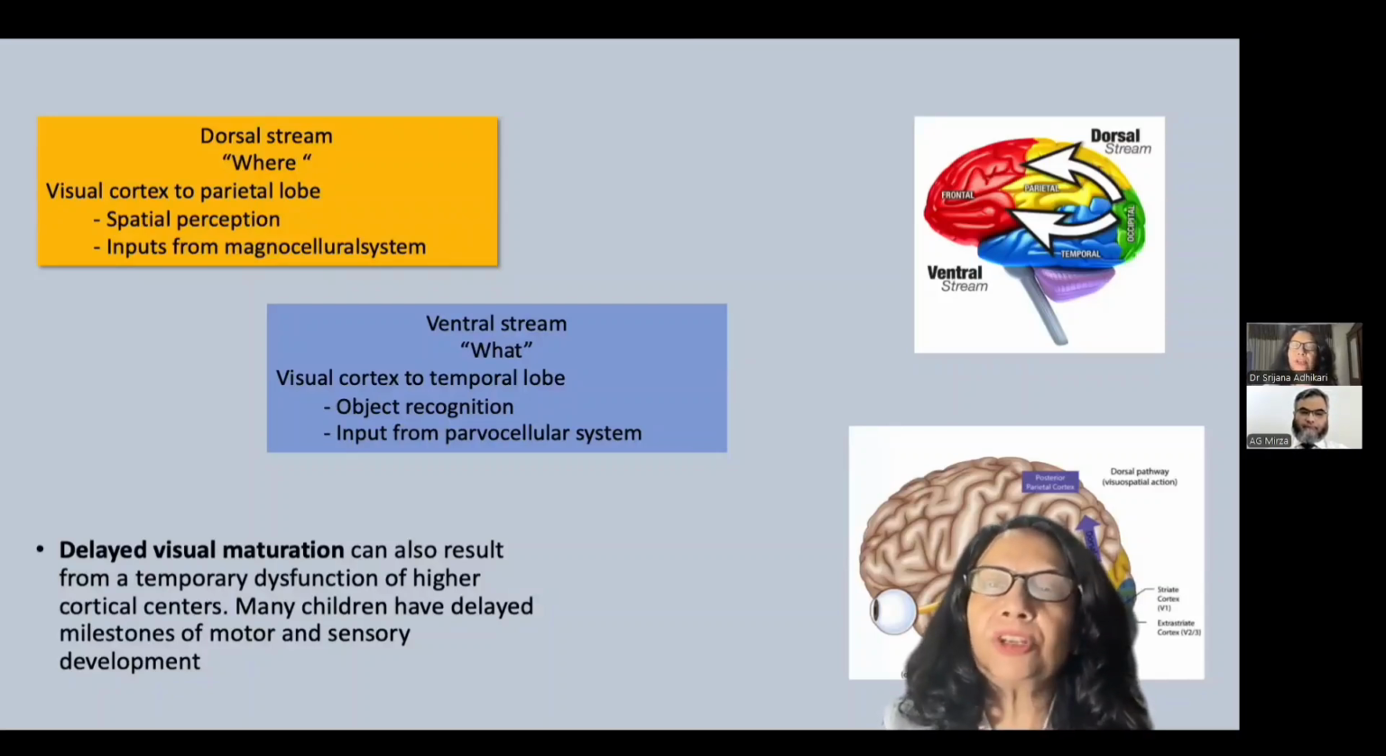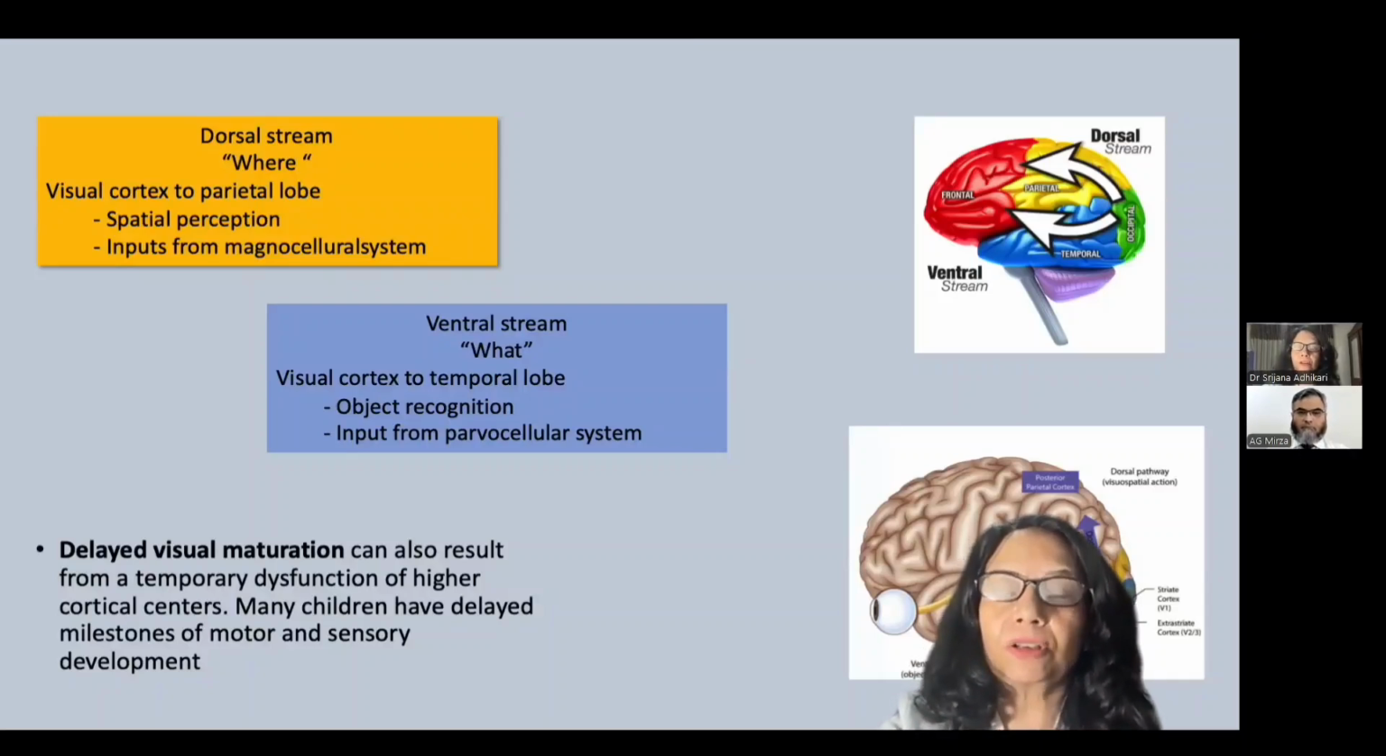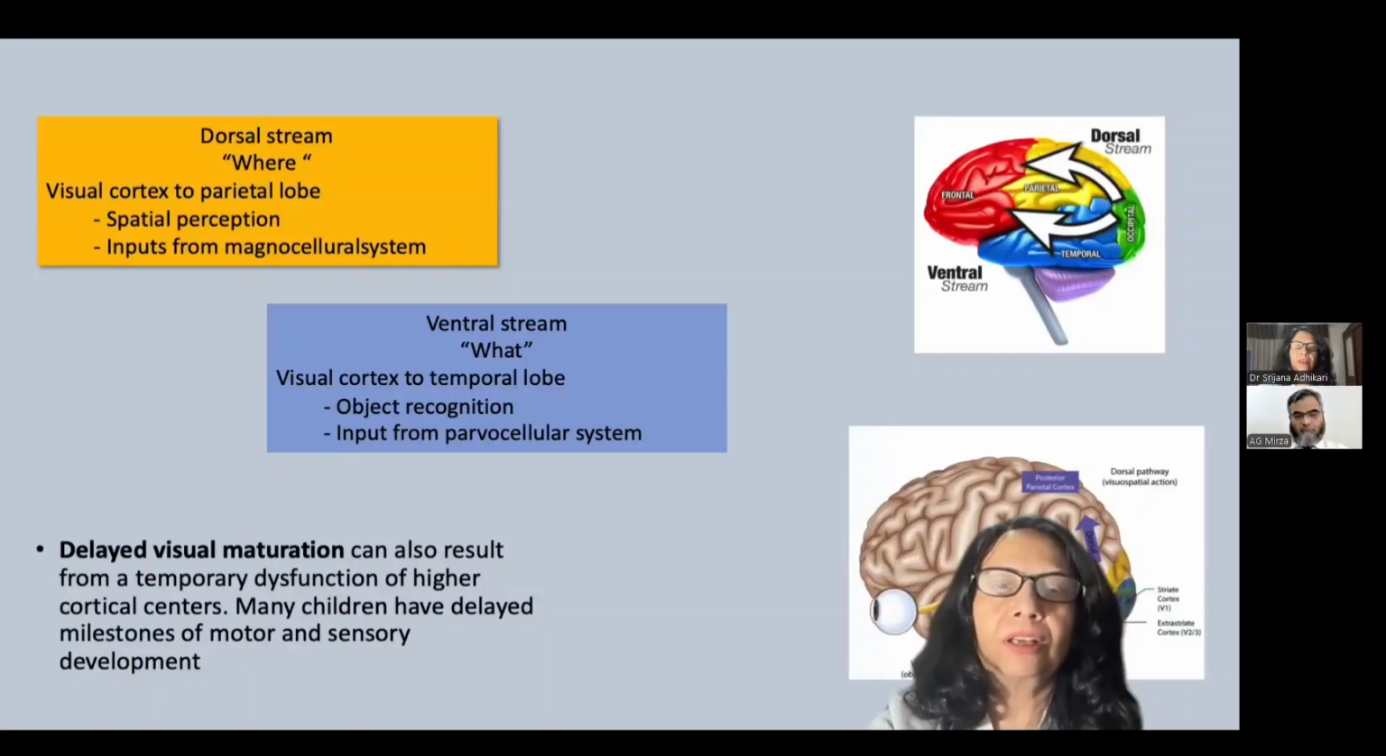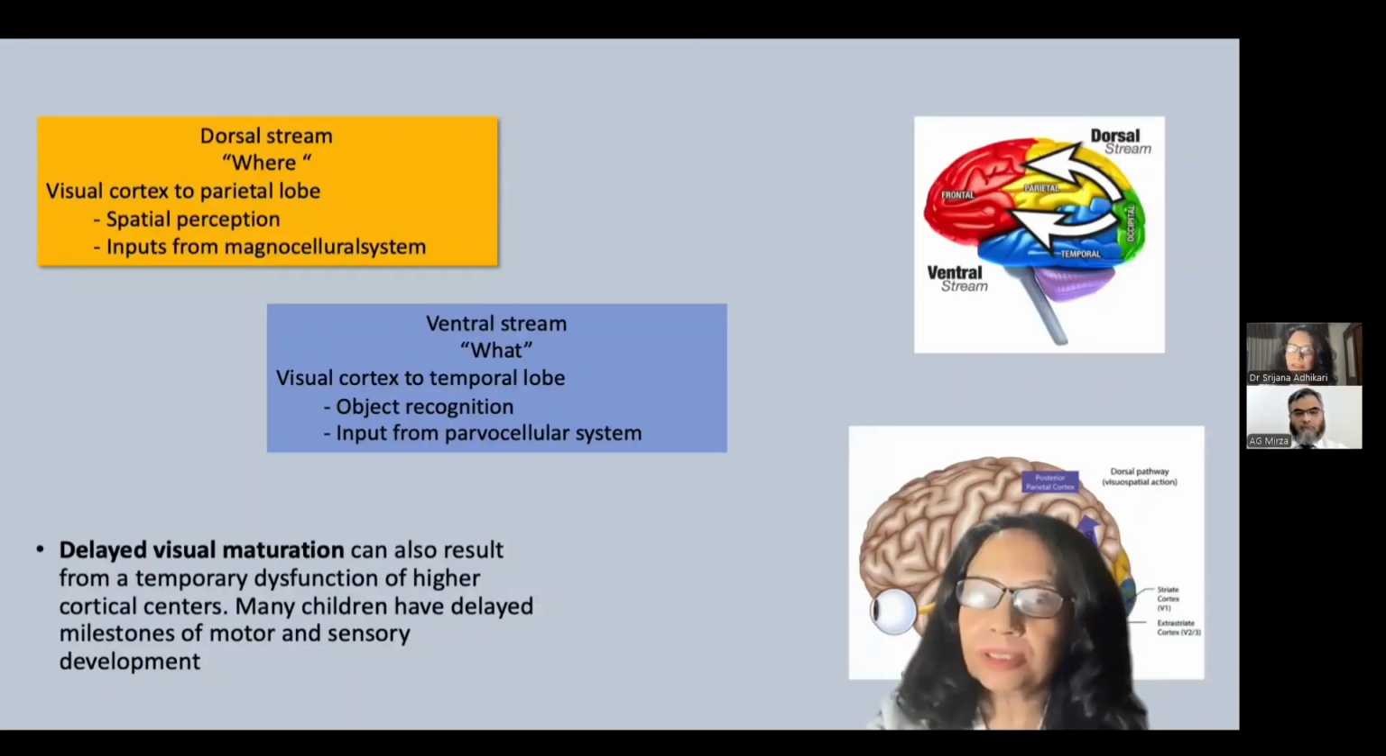So these are the main two pathways, apart from the primary visual cortex, in which visual integration occurs. If any of these pathways is impaired, then cortical visual impairment occurs. Another entity that is also very important that we have to know is delayed visual maturation, which can also result from a temporary dysfunction of the higher cortical centers.